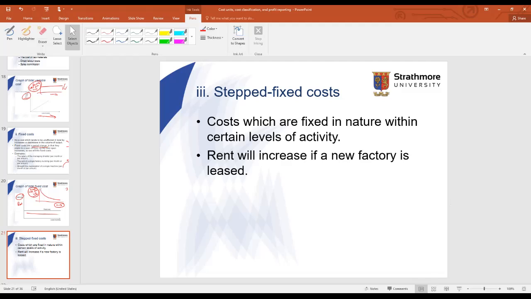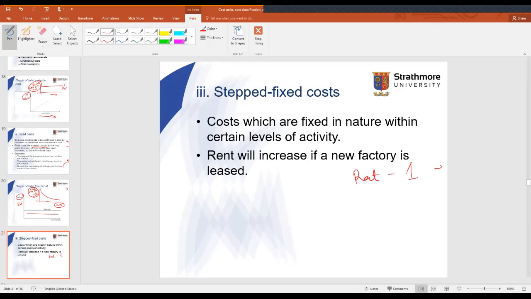If, for example, we have leased a factory where we produce our commodity, the rent you pay for that one factory is, let's say, 10,000. If that particular factory is fully occupied, let me just put it this way, you produce in a month, let's say, 100,000 units, and that's the maximum capacity that can be produced in that factory.